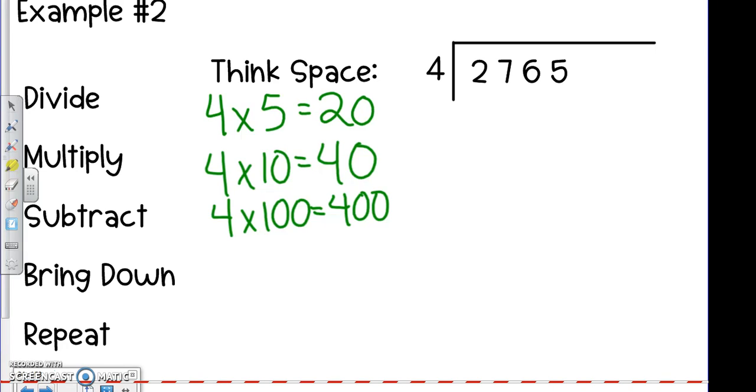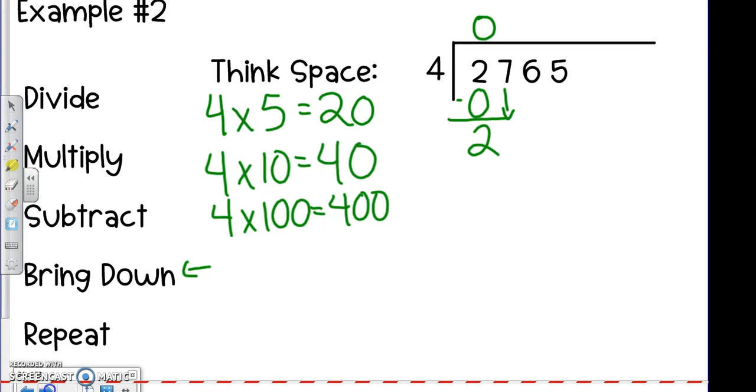So how many groups of 4 can we make with 2? And you said it, 0. 4 cannot go into 2. The number is too large. Now we do our multiplication. 4 times 0 is 0. Next step is subtraction. 2 minus 0 is 2. And our next step is to bring it on down.